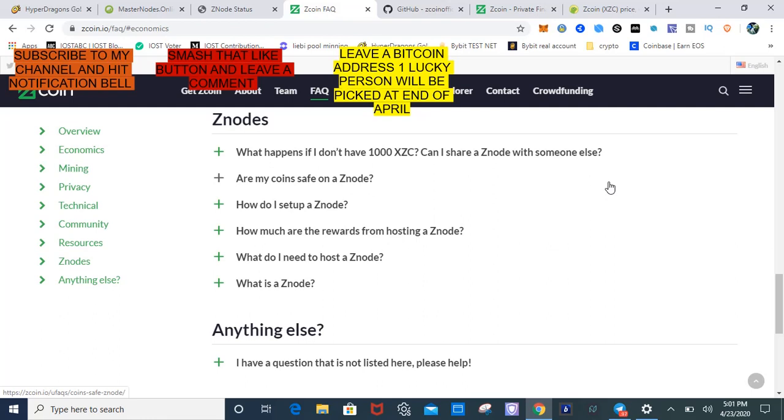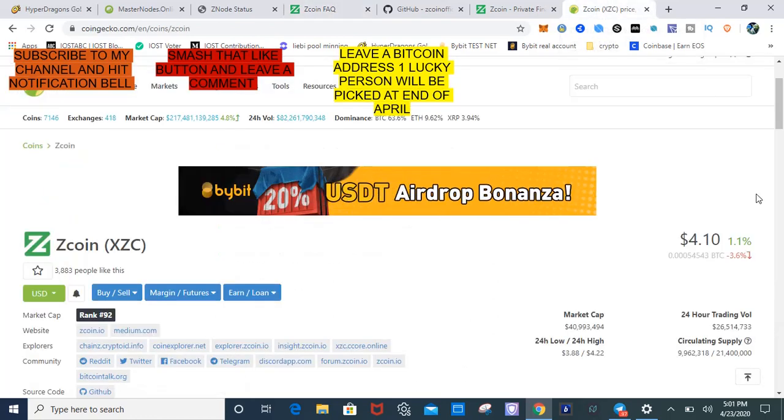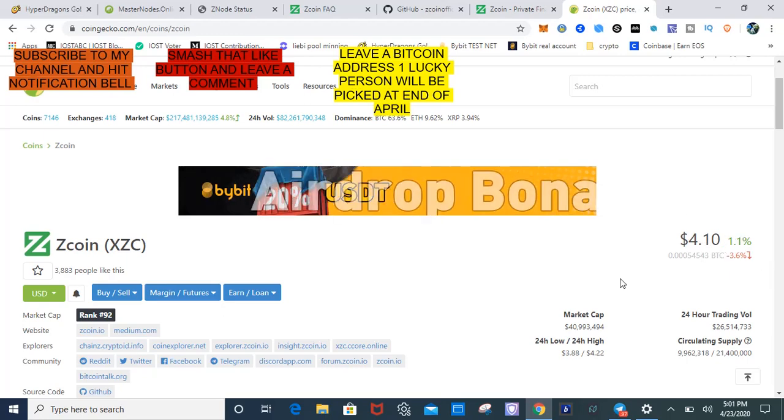If you can't afford to set up a Z node, I would recommend buying on a dip or partnering with somebody. In investing, you always want to buy low, sell high. What I mean by that is every time the price goes red, it's a good indicator to buy.